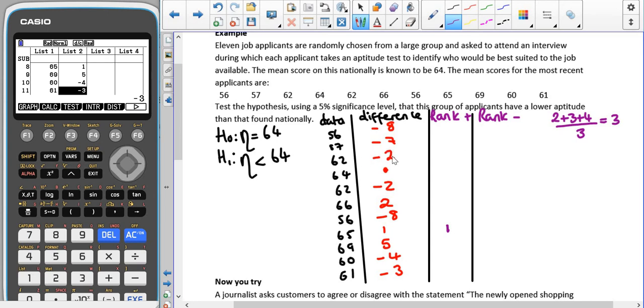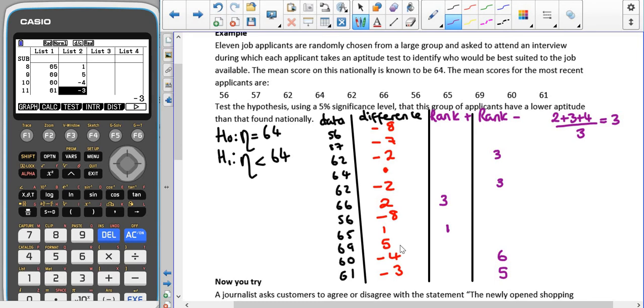So this first one here, minus 2, gets the rank 3. The next one here, minus 2, also gets the rank 3. Notice how both of those ranks went in the rank minus column. But this one here, 2, is going to get the rank 3, but this time that's going to go in the plus column. The next biggest difference I have is minus 3. So 2, 3 and 4 have gone. So 5 is the next biggest. And again, it's a negative number, so that needs to go in the rank minus column. Then minus 4, that's going to get the rank 6, again in the negative column.